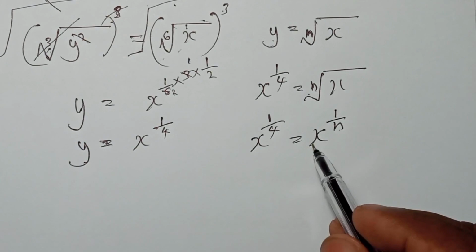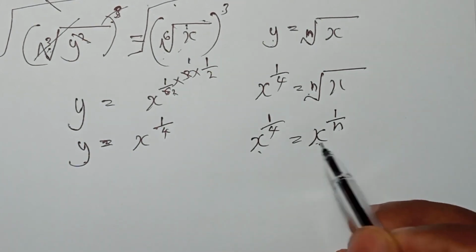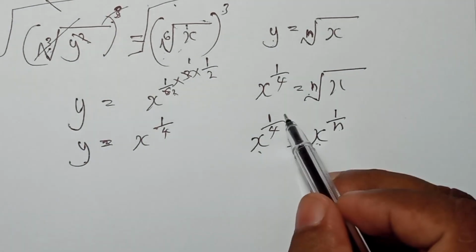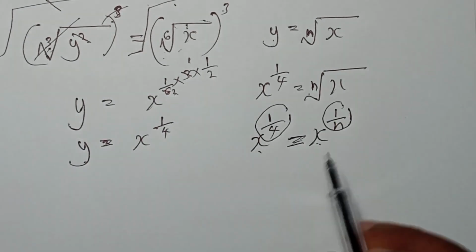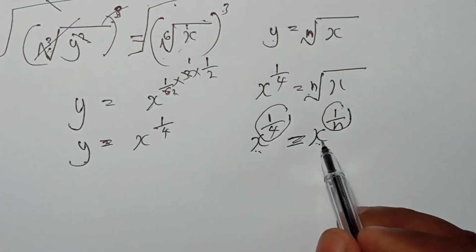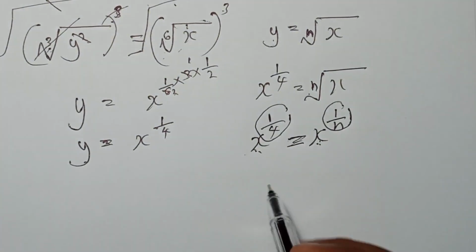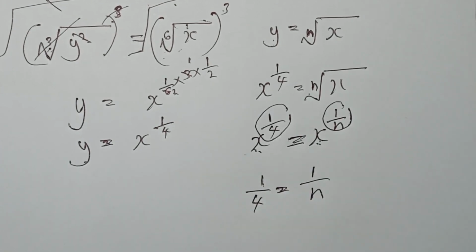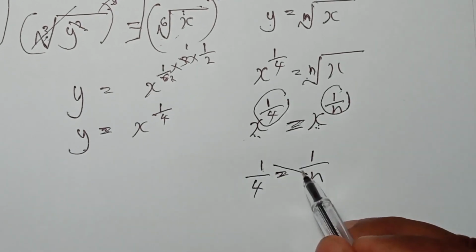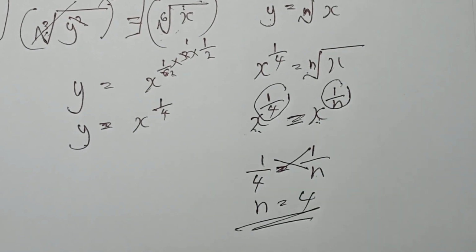Okay, now we have the same base, here x and here also x, and we have an equal sign, so definitely this index must be equal to this. By comparison, if x is here and x is here with an equal sign, this index must be equal to this. So you can write 1 over 4 equals 1 over n, right? To find n you can use cross multiplication. So n into 1 is n, 4 into 1 is 4, so the value of n equals 4. n is 4.